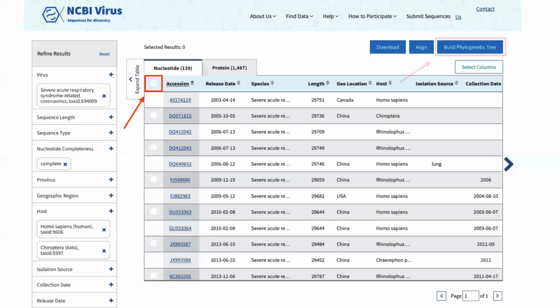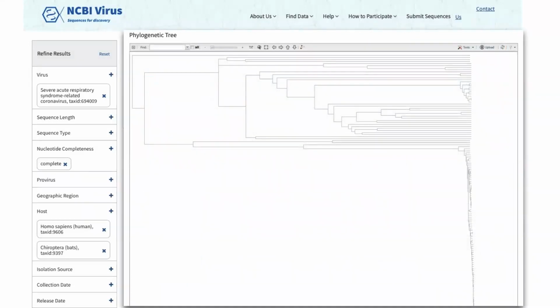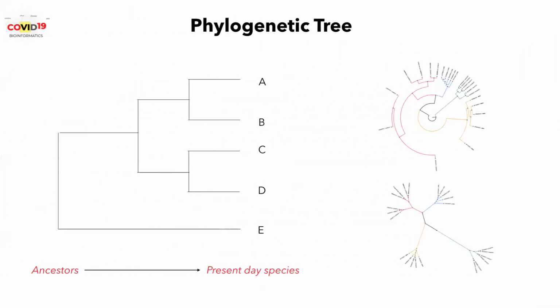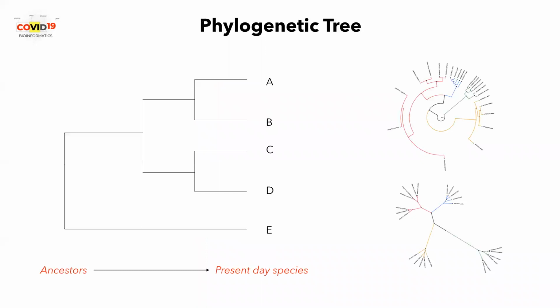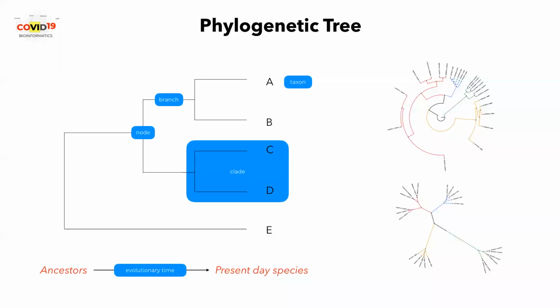As I was saying, then we can build a phylogenetic tree that shows relationships between these sequences in a cladogram, which is a tree-like dendrogram. A phylogenetic tree shows relationships between present-day species based on both common ancestors and time. It has nodes, branches, and clades that depict the evolutionary distance between taxa that we have sequences for. This tree can be horizontal, radial, or circular.